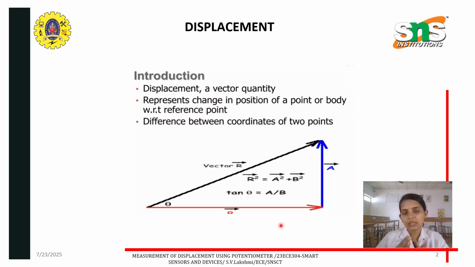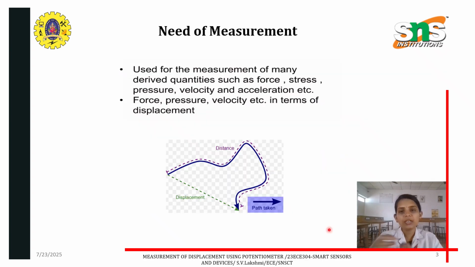Displacement is used in a variety of IoT applications where we measure the displacement in the application. So why do we measure displacement? As I told, with the help of this parameter, we can calculate other derived quantities like force, stress, pressure, velocity and acceleration. All these parameters can be measured in terms of displacement. Hence, we measure this parameter displacement.